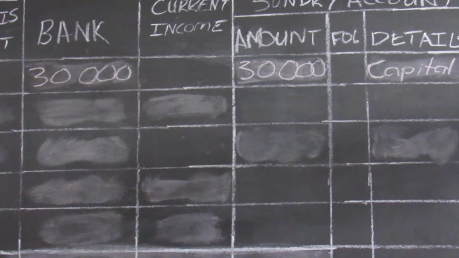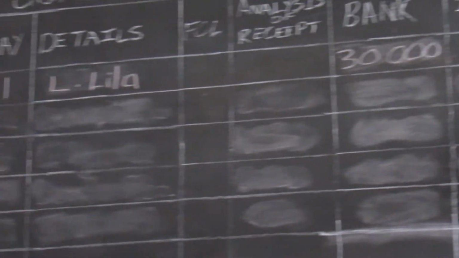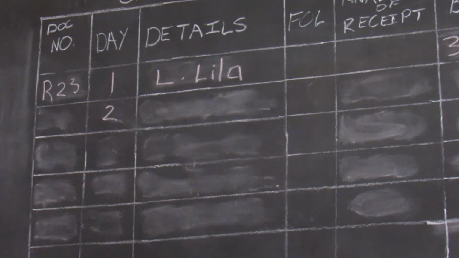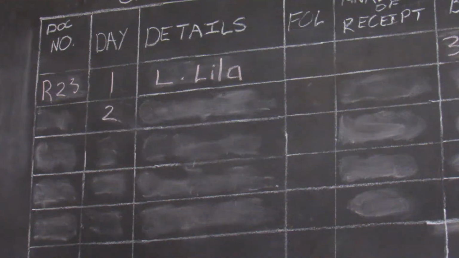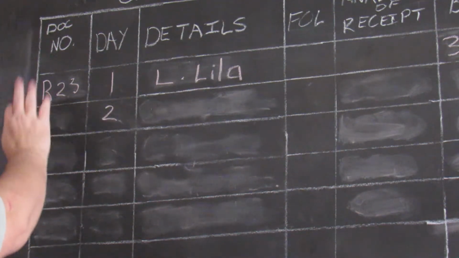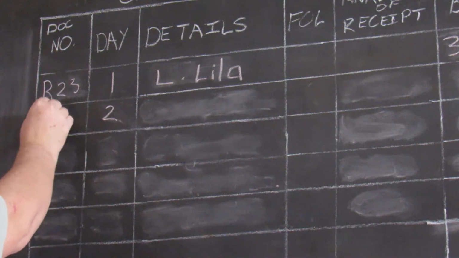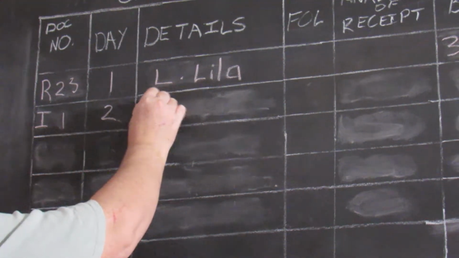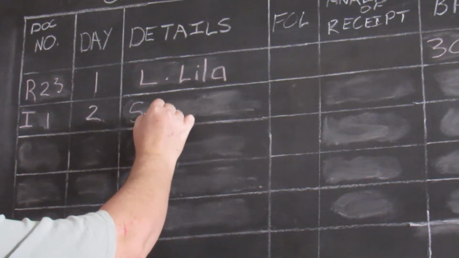Second transaction. The second transaction says day 2, so we put in day number 2. Received money for services rendered and issued invoice number 1. So the document number will be I1 because it is invoice number 1. There's no name there, so it will be services rendered under the details.